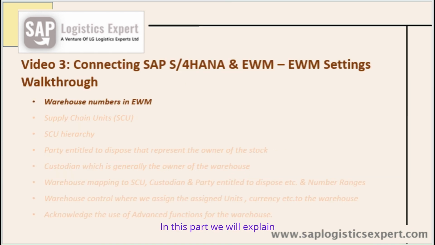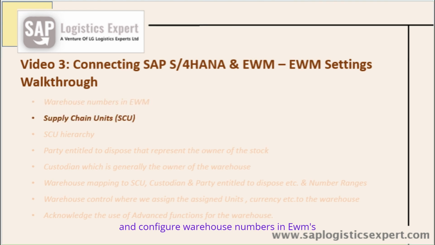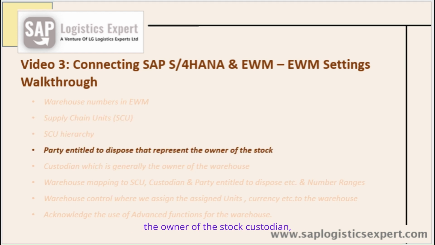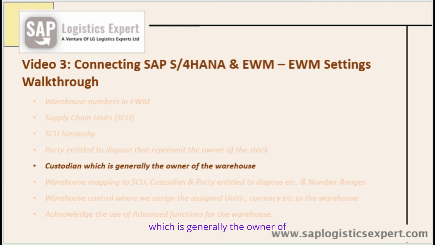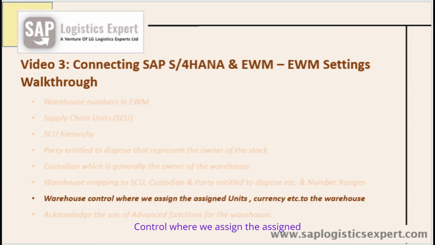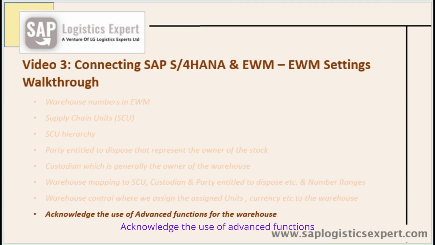In this part, we will explain and configure warehouse numbers in EWM, supply chain units, SCU, SCU hierarchy, party entitled to dispose that represents the owner of the stock, custodian, which is generally the owner of the warehouse, warehouse mapping to SCU, custodian, party entitled to dispose, etc., and number ranges, warehouse control, where we assign the assigned units, currency to the warehouse, and the use of advanced functions for the warehouse.